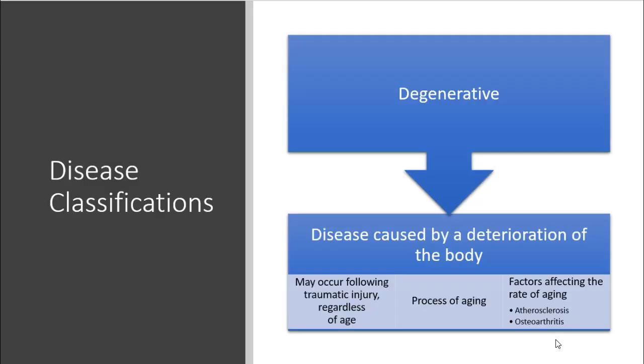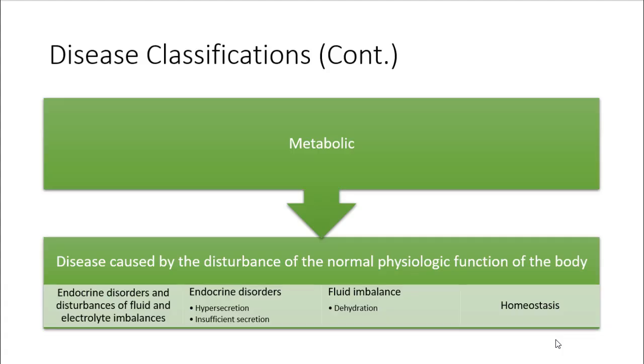So, degenerative disease. Diseases caused by deterioration of the body may occur following a traumatic injury, regardless of age. It's just a normal process of aging, and factors that affect the rate of aging are atherosclerosis and osteoarthritis. So, there's metabolic, which is a disease caused by the disturbance of the normal physiological function of the body. So endocrine disorders and disturbance of fluid and electrolyte balances. So endocrine disorders, there's hypersecretion, insufficient secretion, there's a fluid imbalance, dehydration, and there's homeostasis.